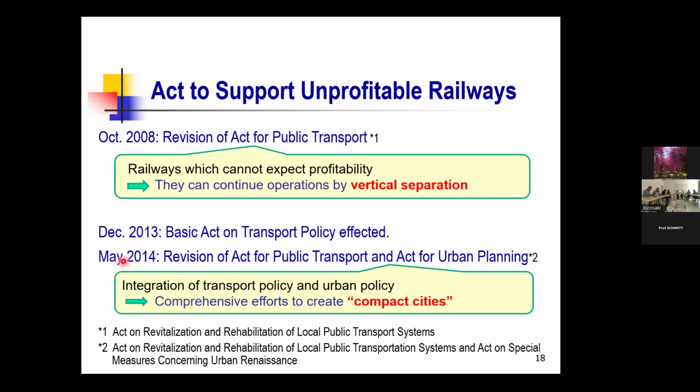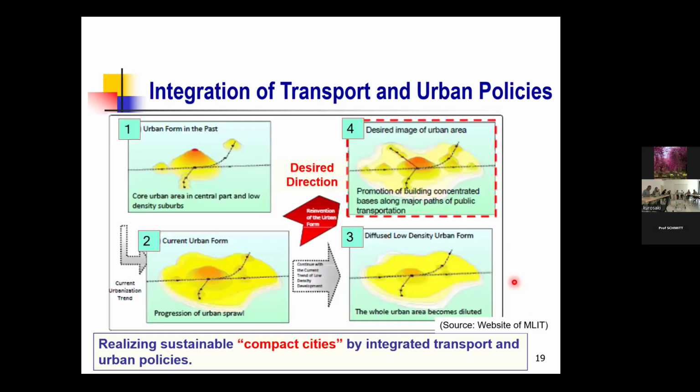In 2014, the transport policy and the urban policy have been integrated. And the government encourages the local governments to create compact cities with public transport network. This figure shows the concept of the future direction of public transport and urban planning.